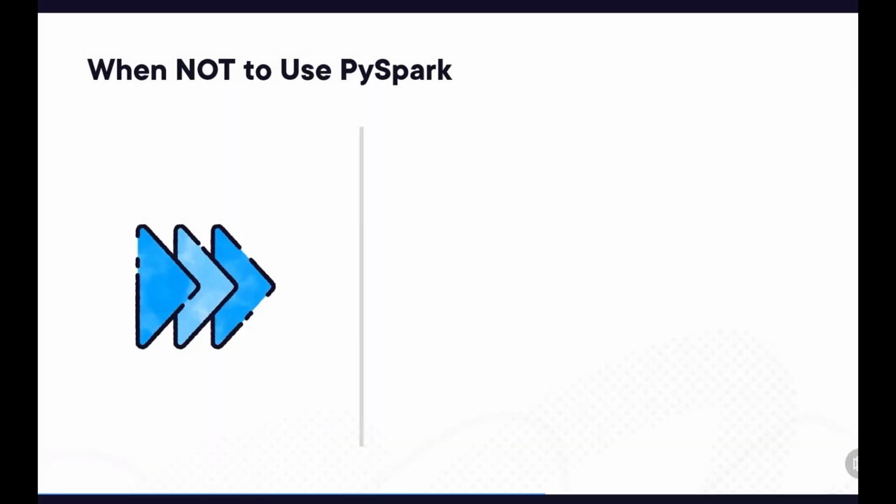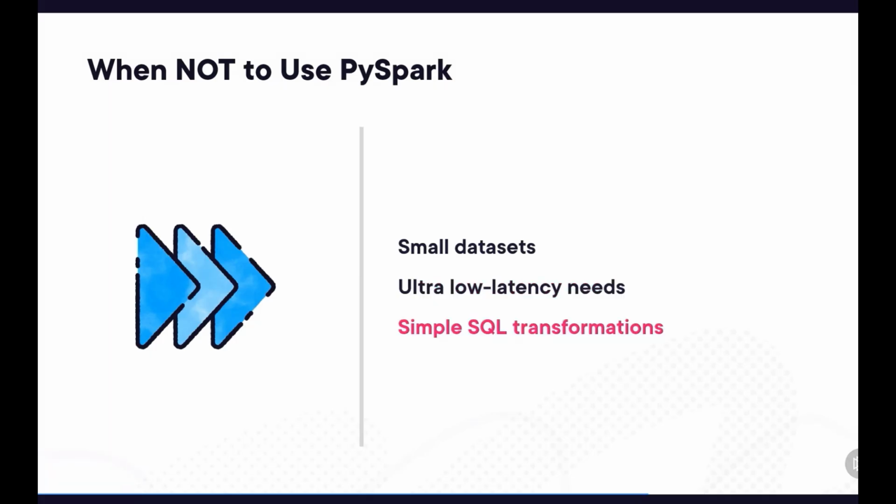So even though PySpark is powerful, it's not always the right tool. For small datasets, Pandas is usually faster and easier. If you need real-time, low-latency processing, other tools like Kafka Streams or Flink might be better. And if you're doing simple transformations with SQL, using the database directly is often more efficient. So it's important to match the tool to the problem.